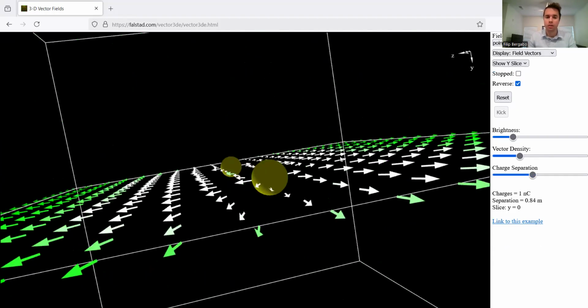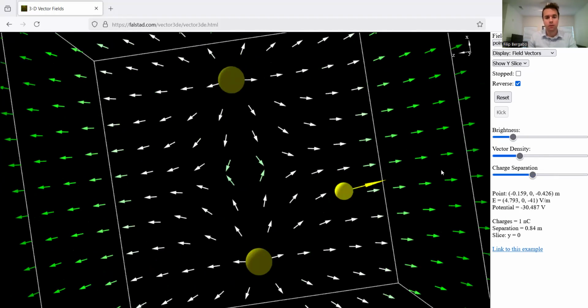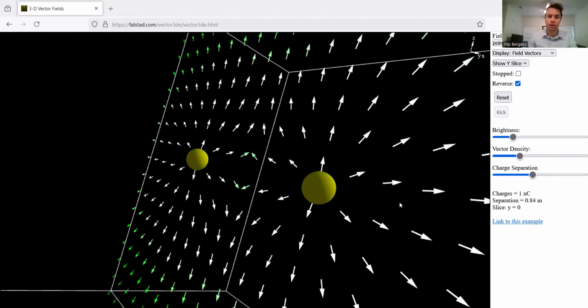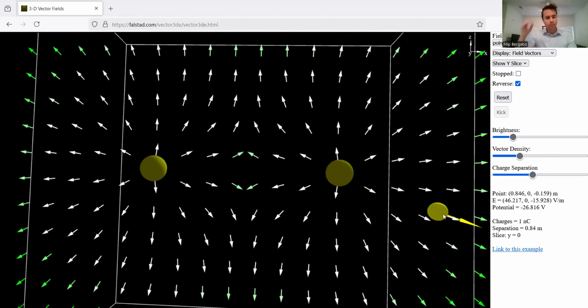Let me do the Y slice again. And let me see if I can rotate this. There we go. Okay, so I hope that this added some sort of flavor and intuition for the electric field for you.